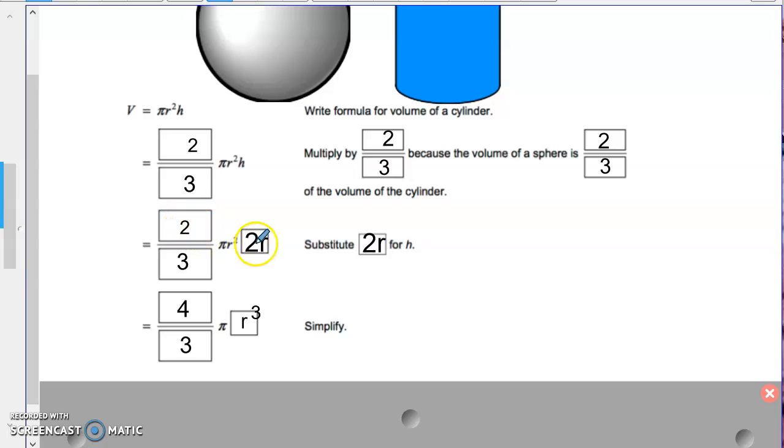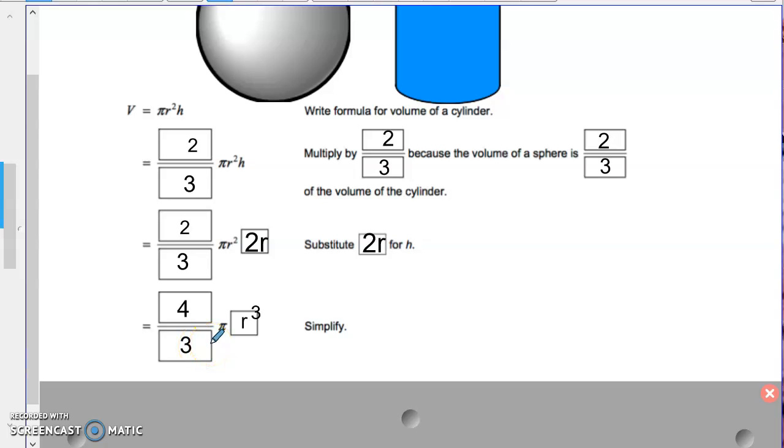So if I multiply 2 times 2, that obviously gives me 4. And then 3 stays on the bottom, and then I have an r squared times another r, which simplifies to just be r cubed. So the simplified formula that we use for a sphere is 4/3 times pi times radius to the third power. And that formula was developed from using a cylinder and then simplifying the expression as much as we can.